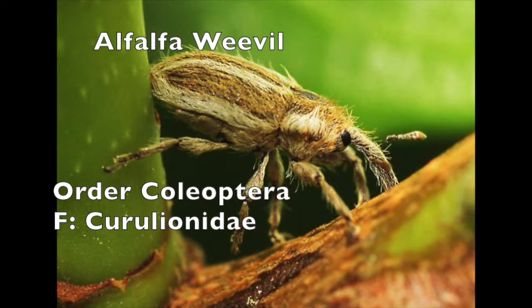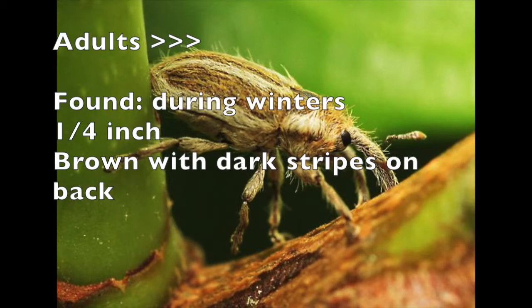The first pest is called Alfalfa Weevil. It's from the order Coleoptera and the family Curculionidae. What you see in the picture here is the adult. It's found during winters and it's 1/4 inch in length. It's brown with dark stripes on the back. Eggs are laid in stems from fall until the beginning of the summer.